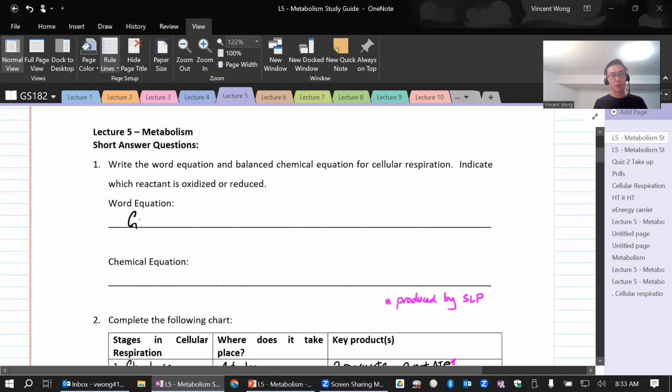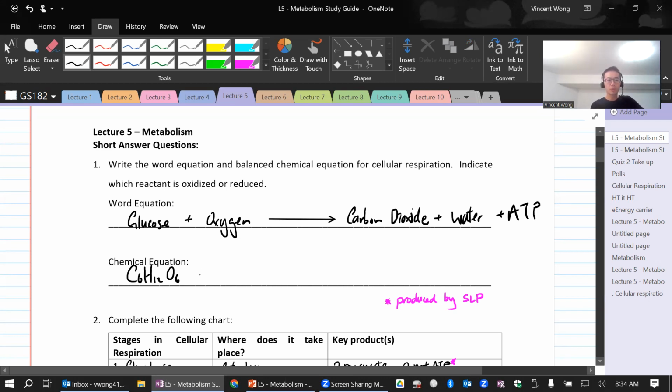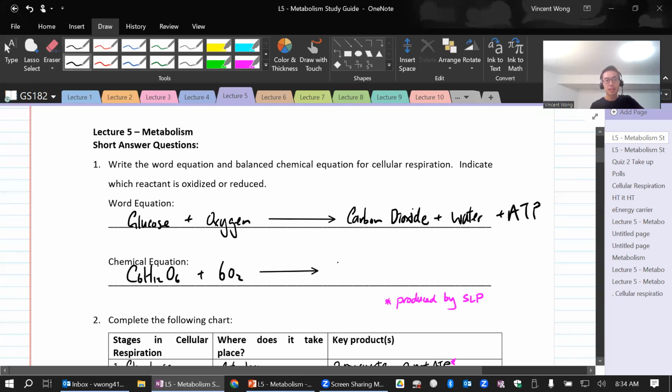So the word equation is glucose plus oxygen, which produces carbon dioxide plus water, right? And ATP. The chemical equation is glucose, C6H12O6, plus 6 oxygen. That produces 6 carbon dioxide plus 6 water and 36 ATP.